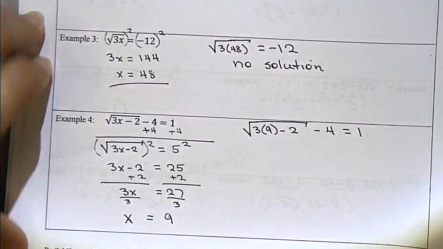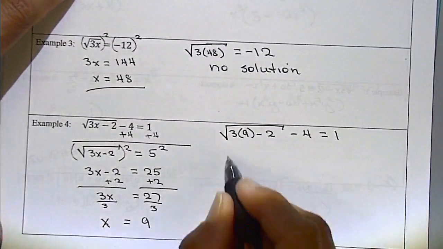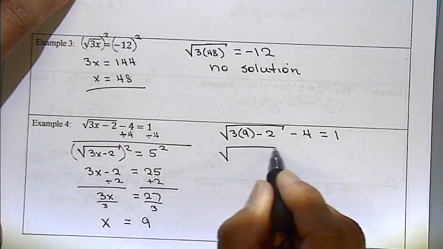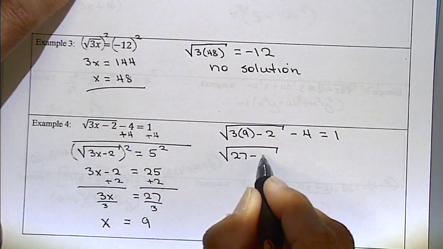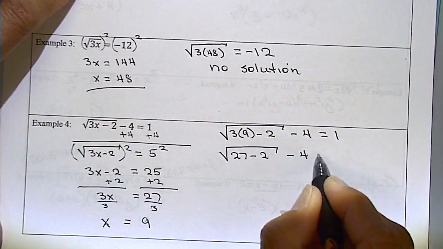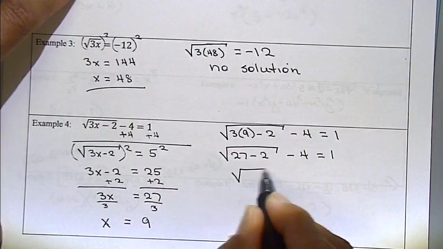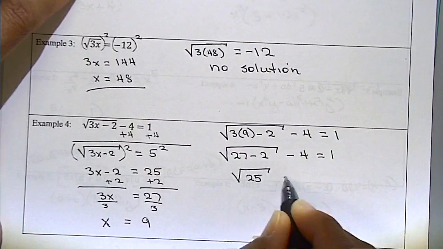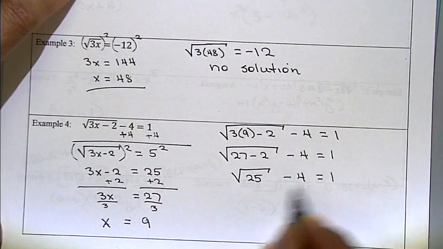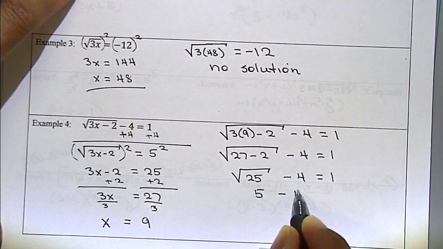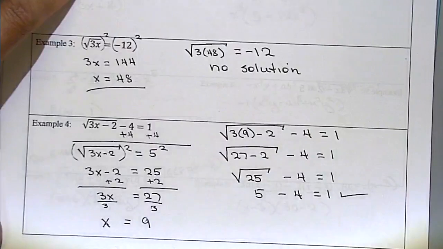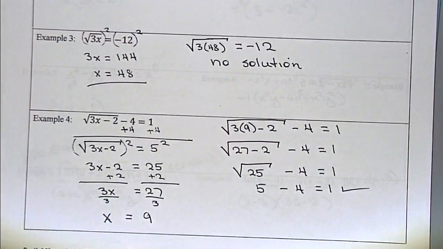That's what it has to equal this time, okay? So I've got the square root of 27 minus 2 minus 4 equal 1. Well, that's the square root of 25 minus 4 equals 1, and that is 5 minus 4 equals 1, and I am happy, right? I may be going a little fast, but this is easy math at this point, right? Pretty simple math.